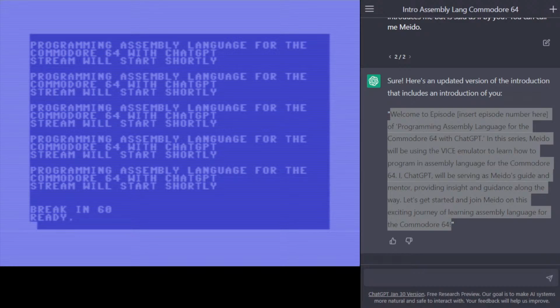Welcome to episode 1 of Programming Assembly Language for the Commodore 64 with ChatGPT. In this series, Mido will be using the Vice emulator to learn how to program in assembly language for the Commodore 64. ChatGPT will be serving as Mido's guide and mentor, providing insight and guidance along the way. Let's get started and join Mido on this exciting journey of learning assembly language for the Commodore 64.